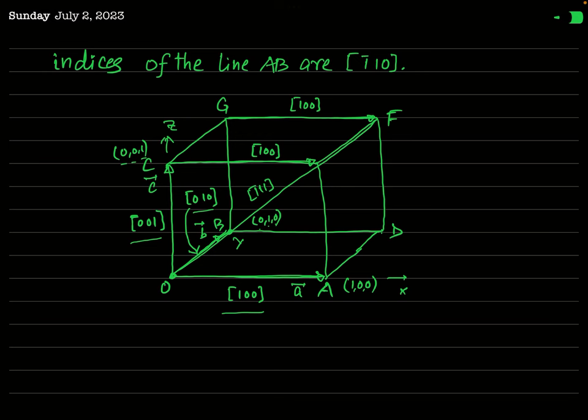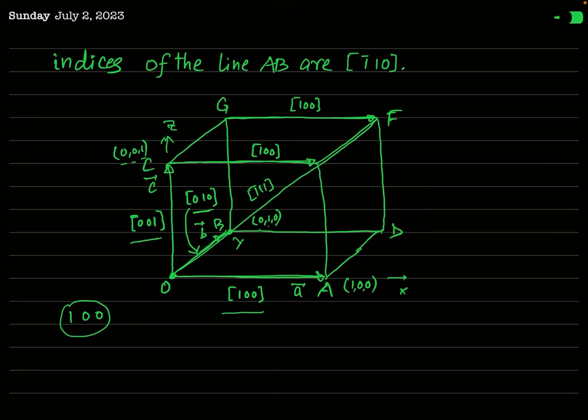And definitely, whenever you write the indices for the direction of any edge of the cube, there will be three indices, 1, 0, 0. Never there will be 110 or 111, and never will this be 000. It will always be 100. As you can see, for the direction OA it is 100, for direction OC this is 001, and for direction OB this is 010.